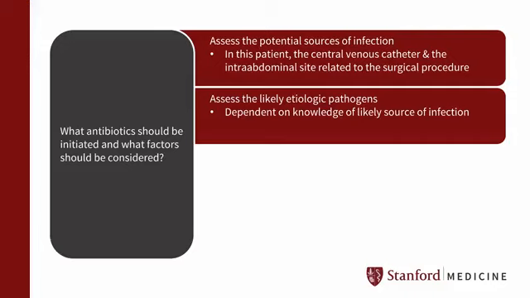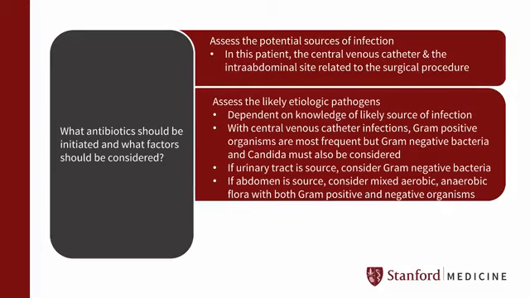Another critical consideration in choosing empiric antibiotic therapy is an assessment of the likely etiologic pathogens, an assessment that is, of course, dependent on knowledge of the likely source of infection. With central venous catheter infection, although gram-positive organisms, including ones resistant to most beta-lactam antibiotics, are most frequently encountered, gram-negative bacteria and Candida must also be considered.